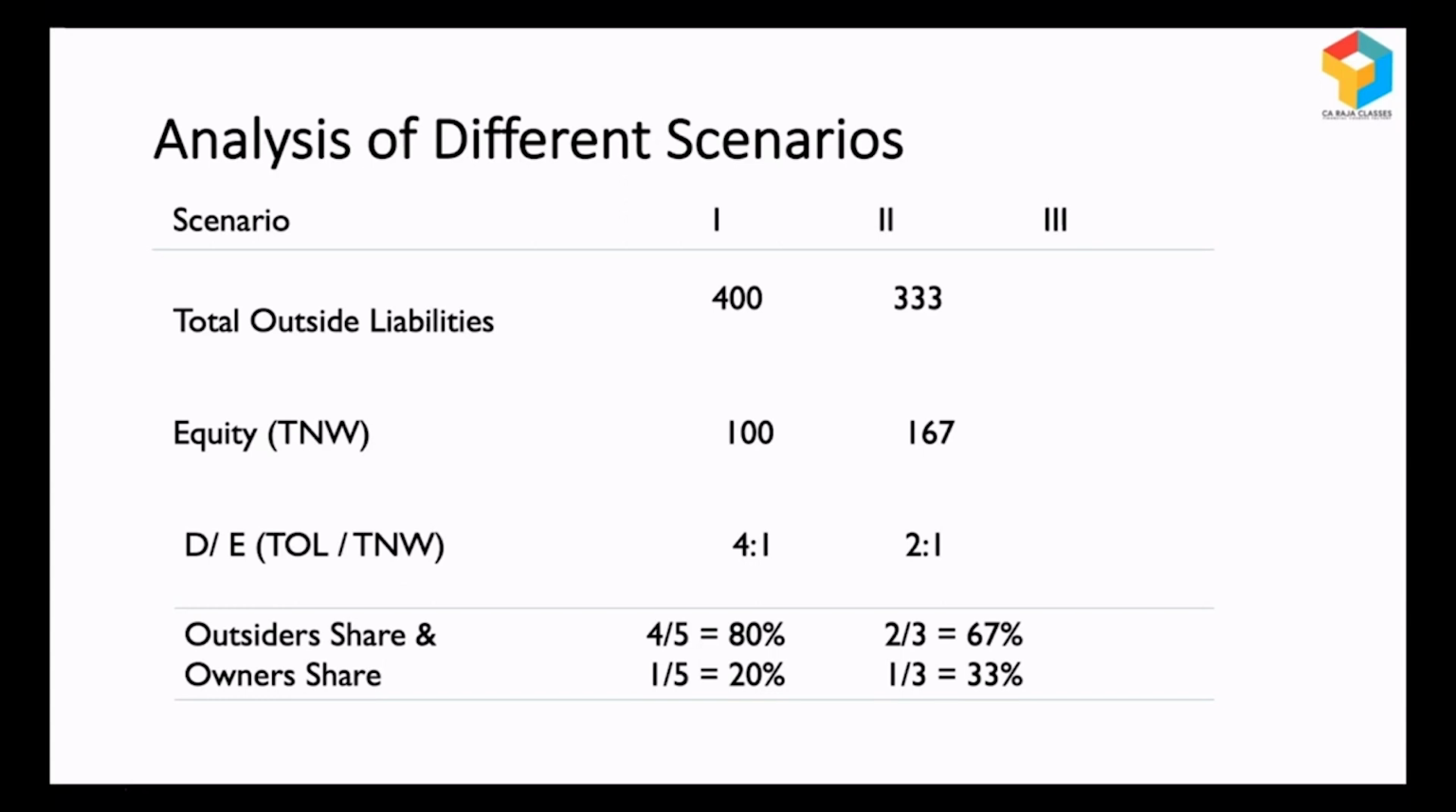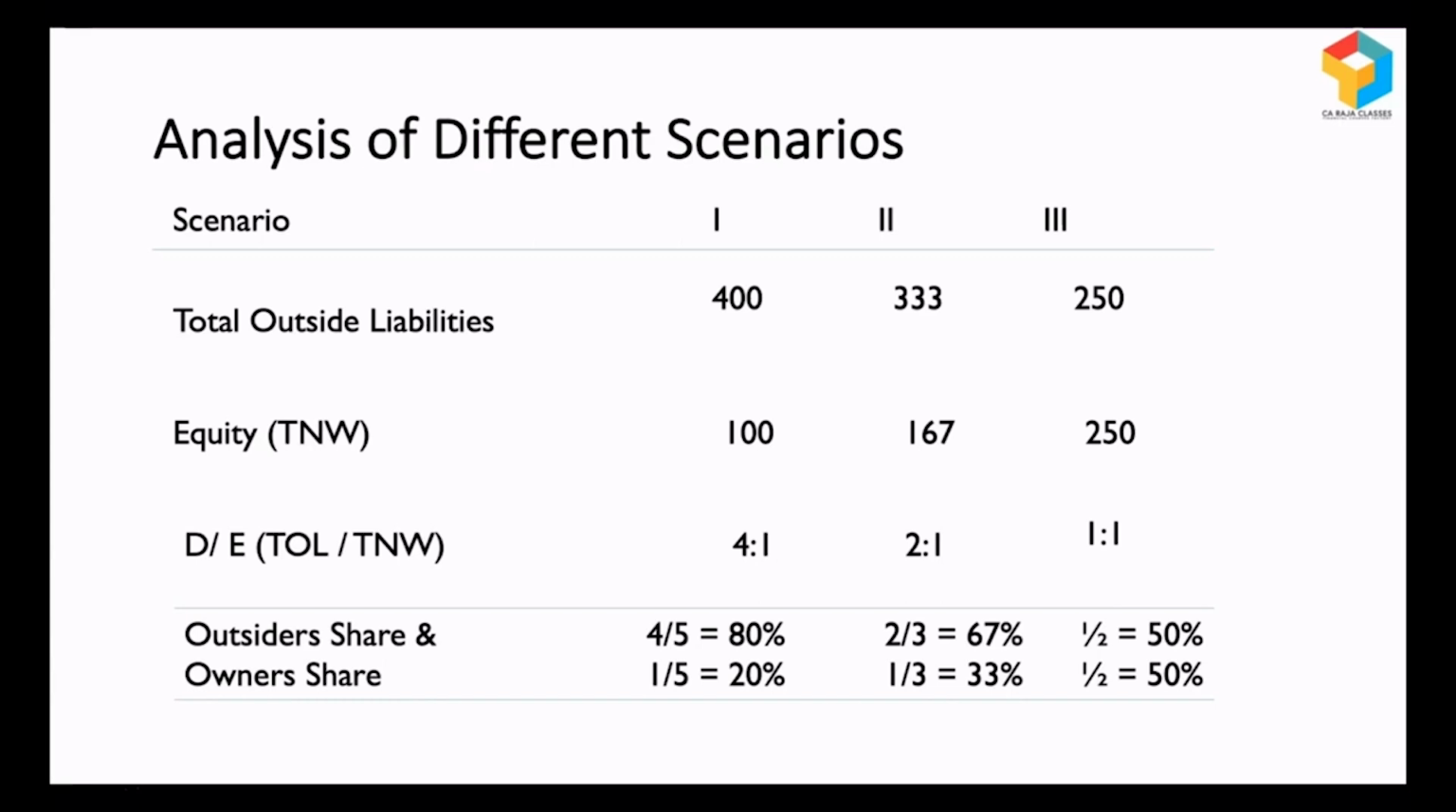I'll take you through scenario 3, where total outside liabilities is 250 and equity is also 250, so it's equal, and if I calculate the debt equity ratio, 250 by 250, I get 1:1. So if this business is raising 2 rupees, 1 rupee is coming from outsiders and 1 rupee is coming from owners.